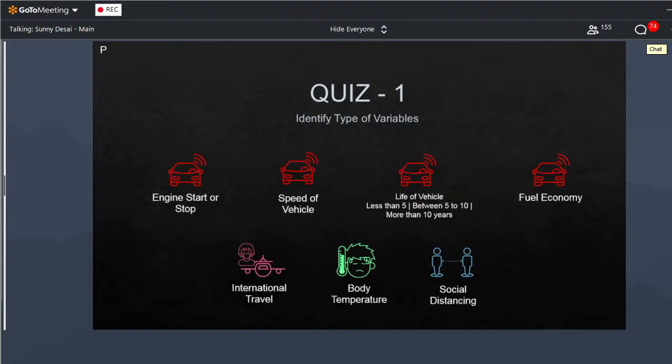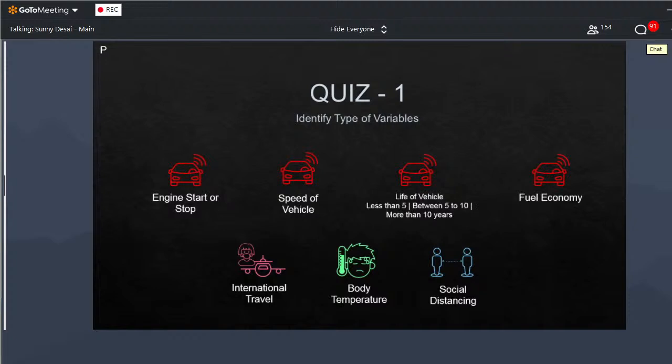Don't only look at the value 5 or 10 here. Understand what I am trying to see. Is it less than 5 years? Yes or no? Is it between 5 to 10? Is it more than 10 years? What type is it? Yes, we are getting good answers. Categoric. Very good. So it is a categorical variable.